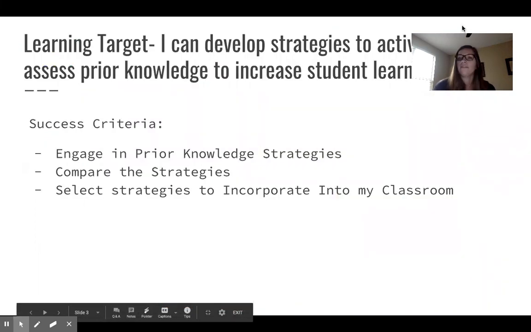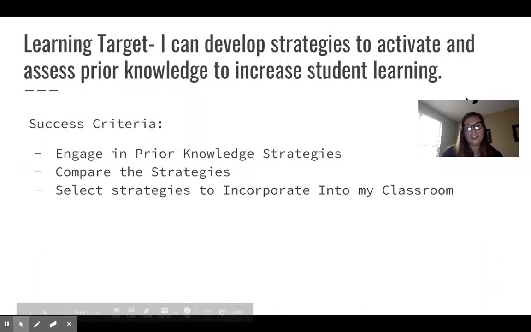So the learning target for this session: I can develop strategies to activate and assess prior knowledge to increase student learning. To get there, we're going to engage in prior knowledge strategies, compare the strategies, and then select 2 strategies to incorporate into the classroom.